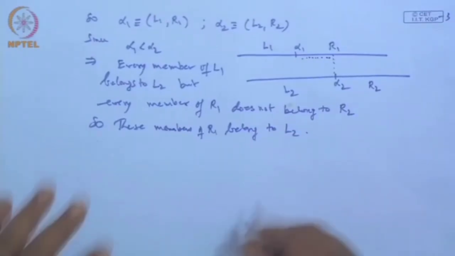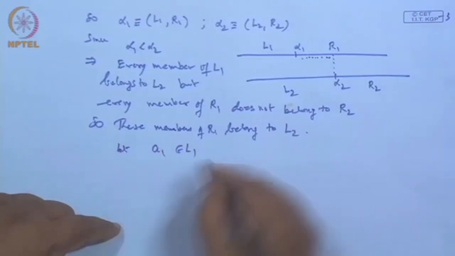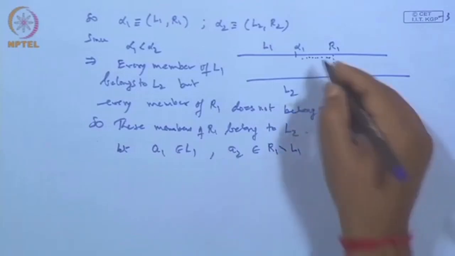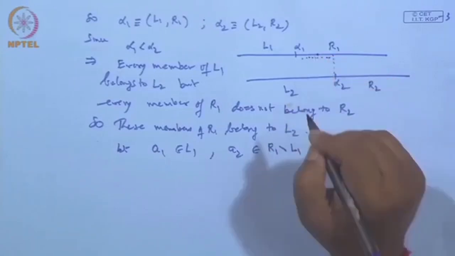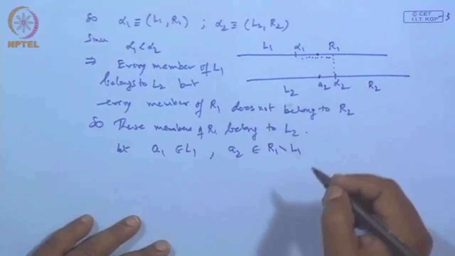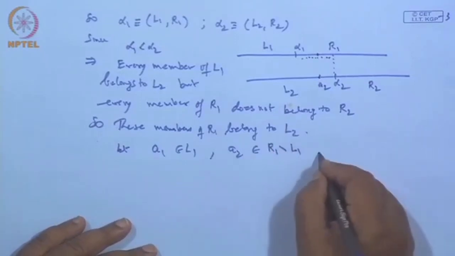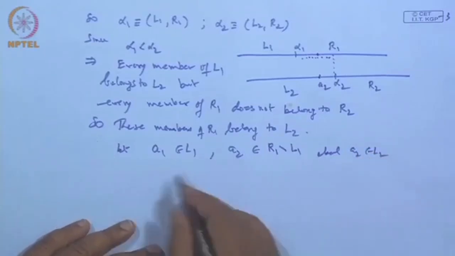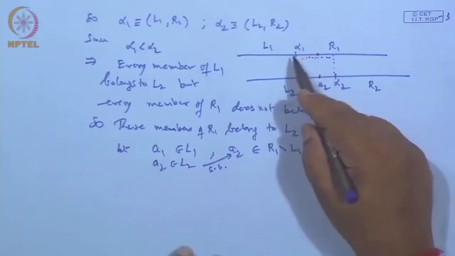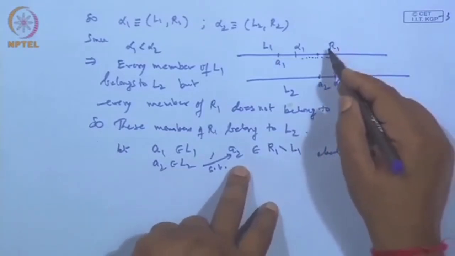So, now if we pick any two elements from L 1 and L 2, okay? So let A 1 belong to L 1, and A 2 be in R 1 but not in L 1. It means I am taking a point somewhere here, this is the point A 2, which is clearly in L 2, or A 2 belongs to L 2. Let us take this: A 1 is in alpha 1, here is A 1, and A 2 I am taking in L 2, which is in R 1 but not in R 2.